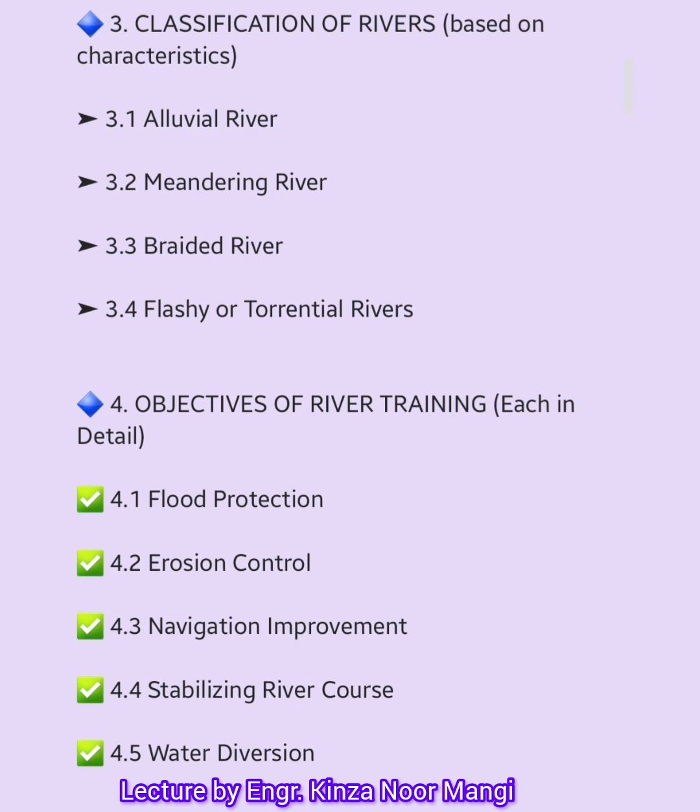Now, what are the objectives of river training? The first objective is flood protection. It helps to prevent water from spilling into nearby homes and farms. This is achieved by constructing embankments, levees, or cutoffs. The next objective of river training is erosion control. It stops the river from cutting its banks and destroying land. It is done by using revetments, spurs, and pitching.